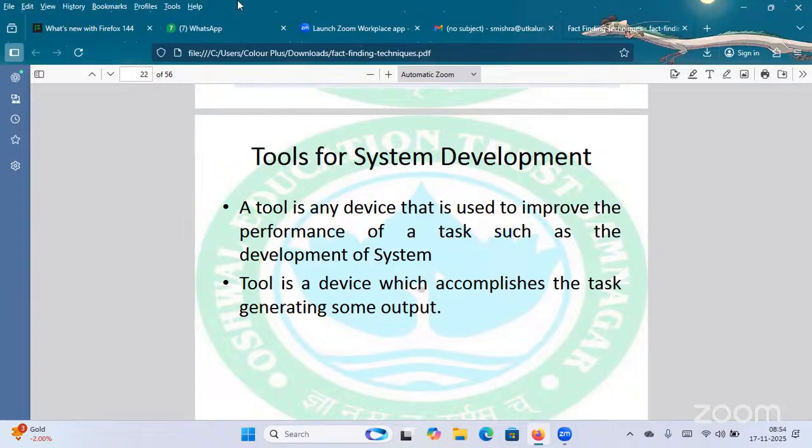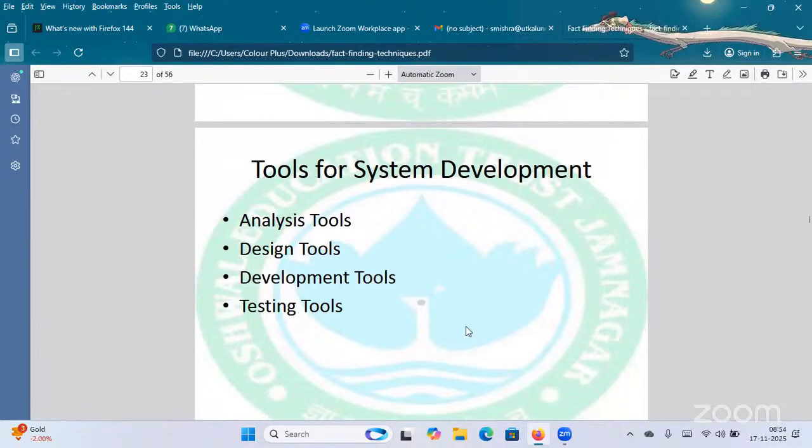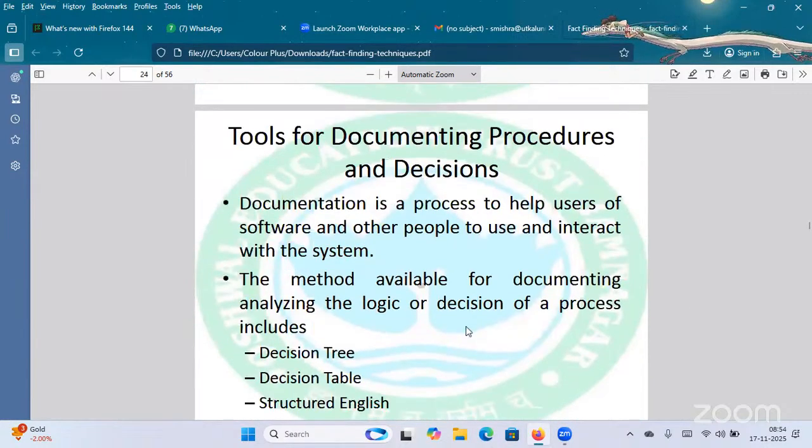any device that is used to improve the performance of a task, such as the development of a system. It may be a graphical tool, it may be a numerical tool, like this. So before going to develop that system, a tool is used, that is the system development tools. So a tool is a device which accomplishes the task, generating some outputs. So tools for system development, that is analysis tools are there, design tools are there, development tools are there, testing tools are there. So these tools are normally used by the system analyst for the purpose.